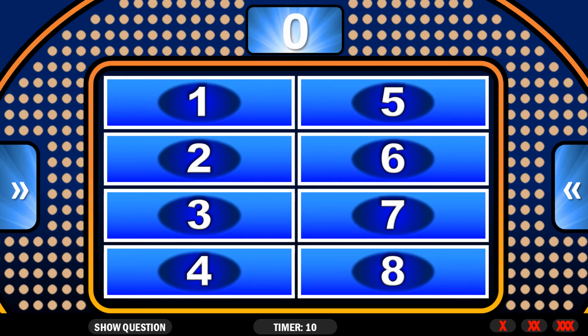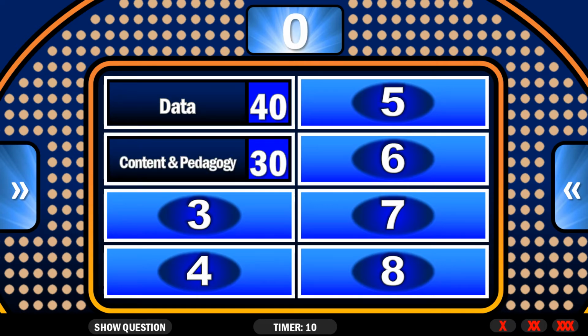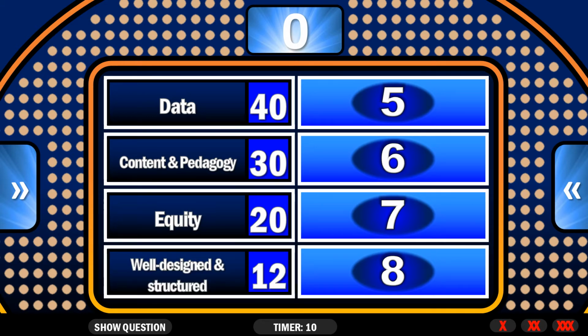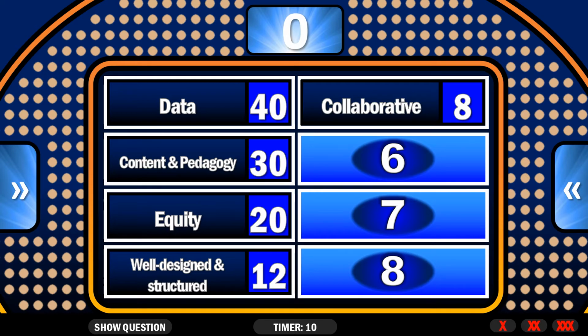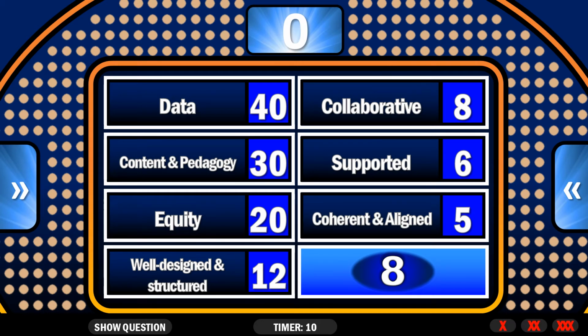In this slide, we spent some time generating ideas about what core elements, core parts of professional learning should be. If we thought about what makes up quality professional learning, what does that look like? I played the part of the game show host, and we went through and generated ideas related around the actual ones, which are data, content and pedagogy, equity, well-designed and structured. It should be collaborative, supported, and coherent and aligned. The last one is blank.